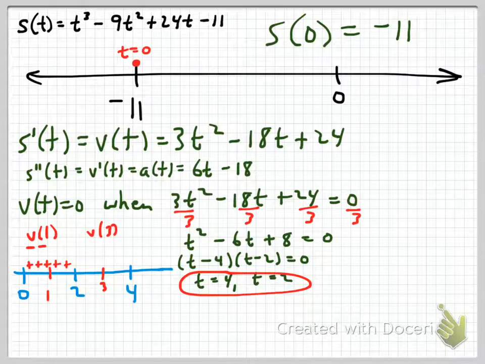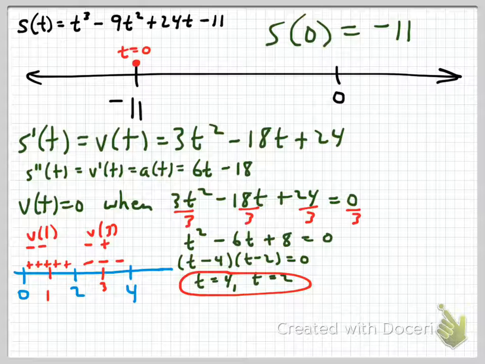Okay, so if we plug in t equals 3, we get 3 minus 4, which is a negative, and 3 minus 2, which is a positive, so we see a negative times a positive, and we get negative. So the velocity is negative between t equals 2 and t equals 4.